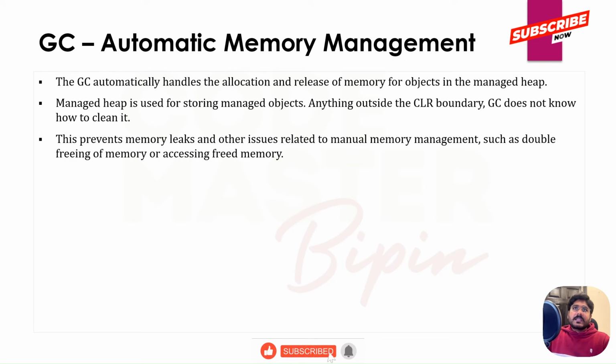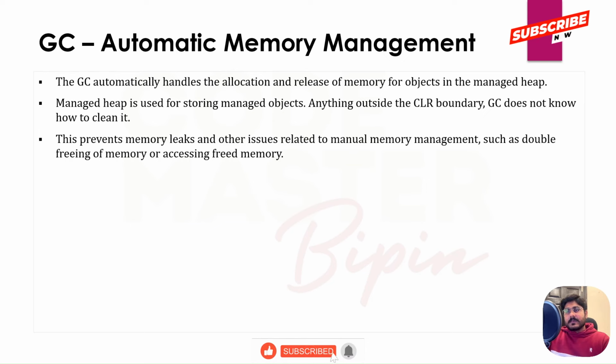Garbage collector automatically handles the allocation and release of memory for objects in the managed heap. Managed heap means whenever you are going to create an object, that object would be a part of the managed heap, and that object would be called a managed object. So whatever code you are going to write would fall under the CLR. Under the CLR, you would have managed code, and inside that managed code, if you create an object, that object would be called a managed object, and that object would fall under the managed heap.